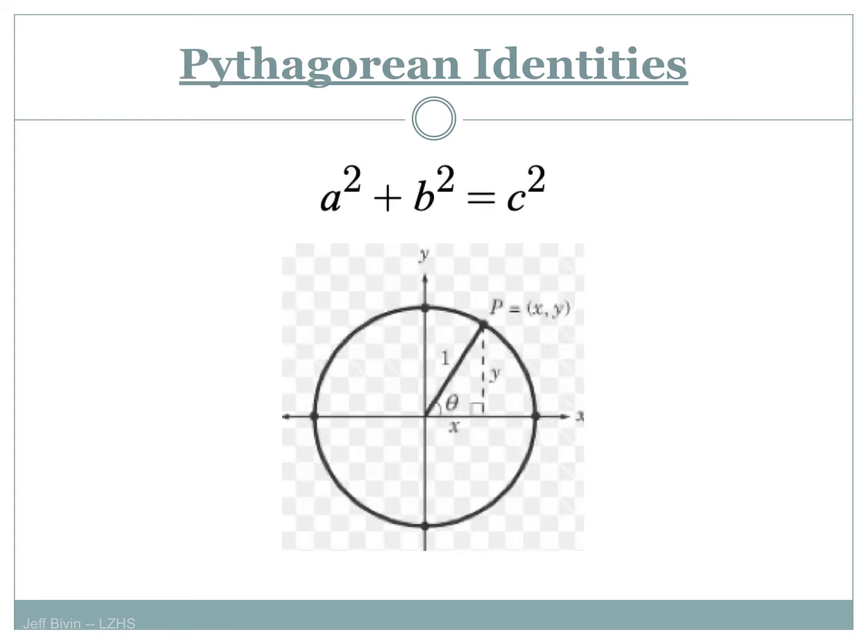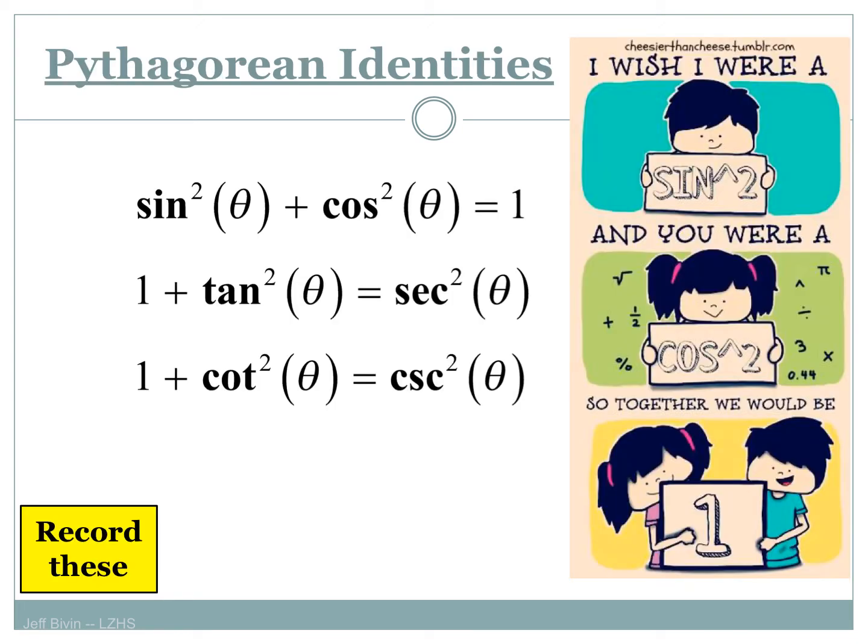Let's talk about those Pythagorean identities again that we looked at. We have these three, and these are going to be used a lot, especially this first one. That's a very common one. So my little joke says, I wish I were a sine squared and you were a cosine squared, so together we could be 1. Make sure to get those in your notes.